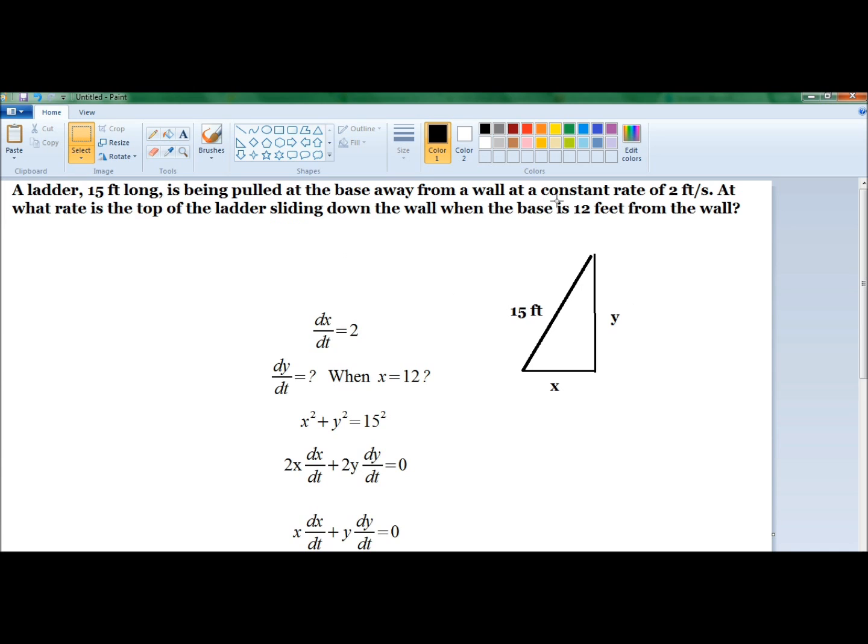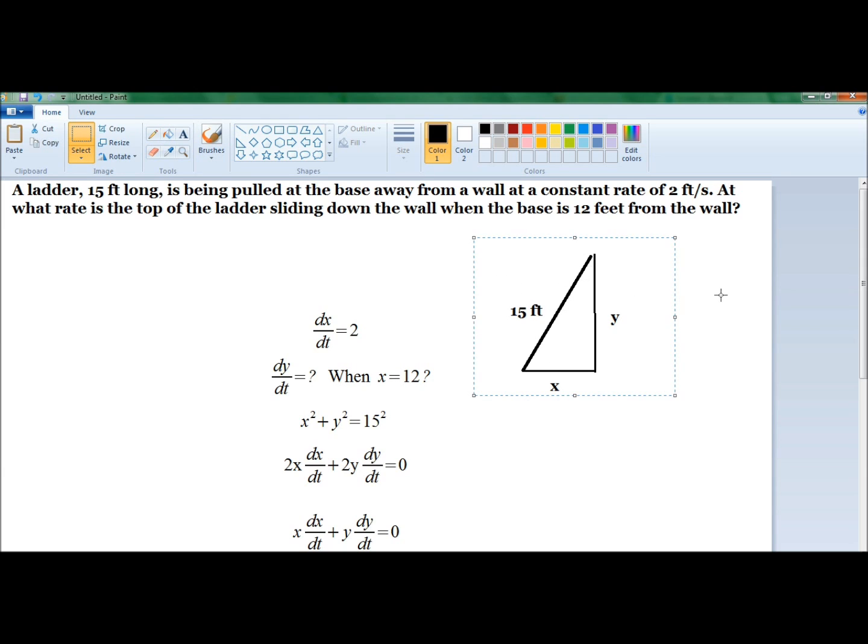So the base is being pulled away at a constant rate of 2 feet per second. So constant rate should immediately give you the idea of derivative, because it's a change. So we know that dx/dt is 2. So we want to know at what rate the top of the ladder is sliding down the wall when the base is 12 feet from the wall. Or what's dy/dt when x is equal to 12?